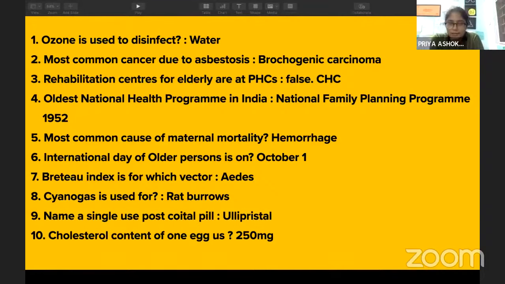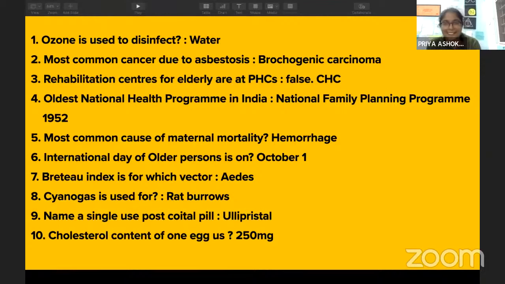Then rehab centers, you're right, it's false. It's actually seen at CHCs. The oldest is the National Family Planning Program. That came in 1952. I think the vector-borne disease control program came a little later. And NLEP came after the National Family Planning Program, which is 1955. That way. Then the common cause of maternal mortality is hemorrhage.